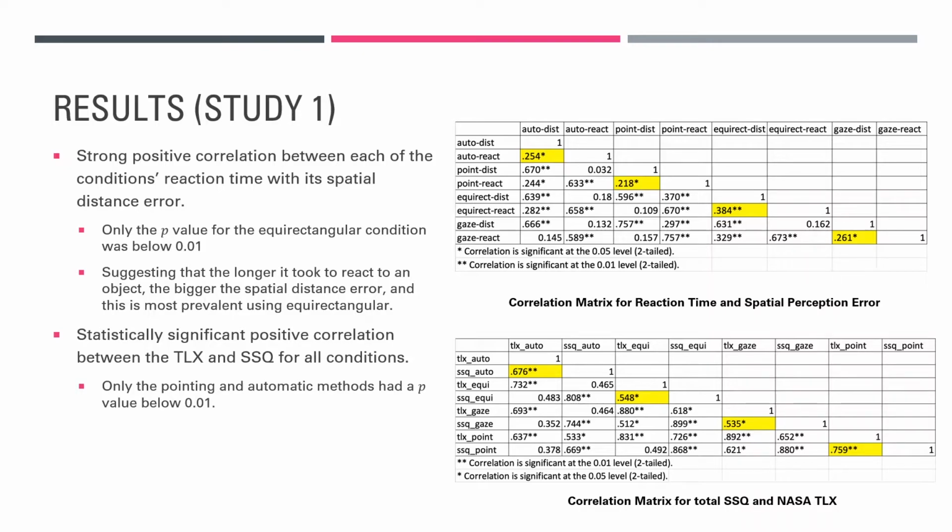Finally, we look into the correlation between the SSQ score and average perceived task load. Overall, there was a statistically significant positive correlation between the TLX and SSQ for all conditions. The pointing method and automatic method had the highest correlation coefficient, followed by the equitangular and gaze method.